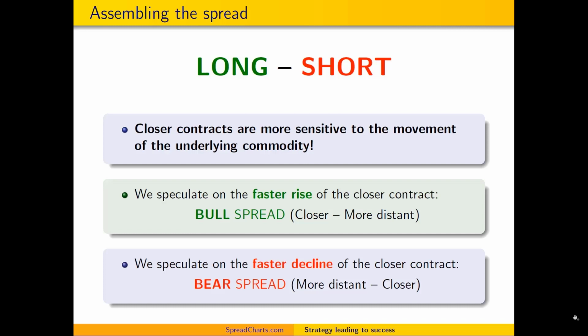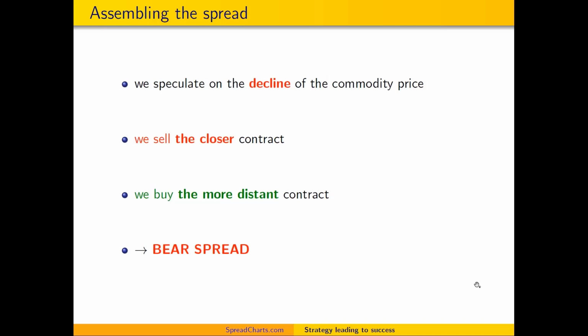We prefer to write the contract we buy first so that we can omit the plus sign. If we want to create an inverse spread, we flip the position of the contract. But this is just a convenience. You can write the contracts in whatever order as long as you get the signs correct.